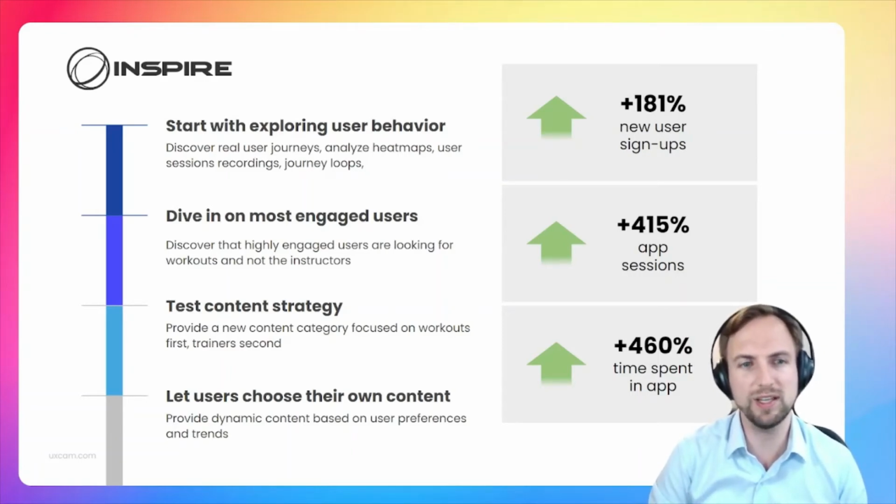And they decided to test this with a new content strategy. They provided a new content category focused on workouts first and trainers second. Quickly tested, but massively impacting. They immediately discovered that this was increasing signups, sessions, and time spent in app. And they decided to double down on this, which led to 181% more new user signups, 415% more in-app sessions, and 460% more time spent in app.